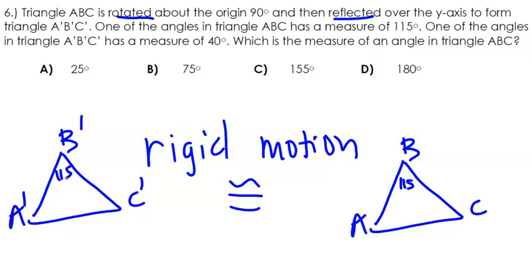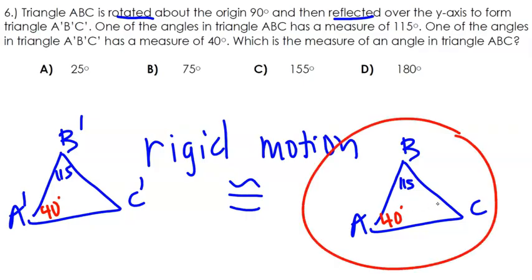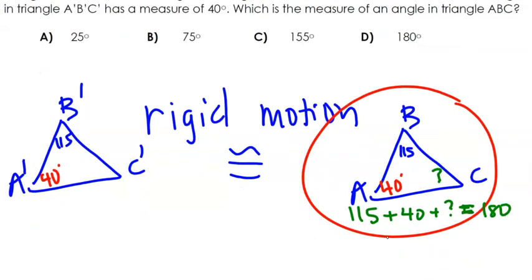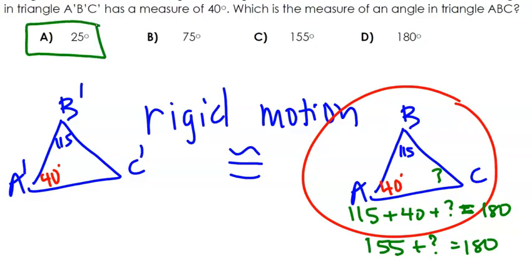It then says that one of the angles in A prime, B prime, C prime is 40. So if I choose this one, that means that A would also be 40. So which is the measure of an angle that's not mentioned in ABC? Well, I can figure out this third angle by using the triangle sum theorem. And that's that 115 plus 40 plus my mystery angle has to equal 180 degrees. So if I already have 155 degrees, then how much more do I need to get to 180? I need 25 more degrees. So A is the final answer.